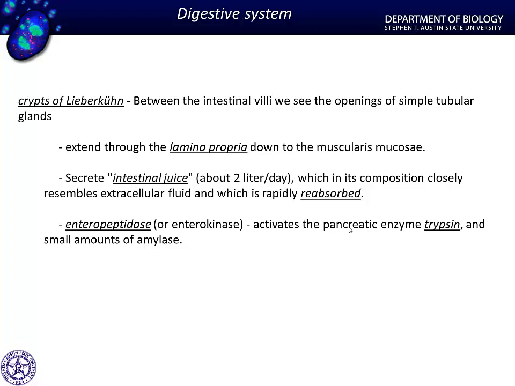Now, also within this material, we're going to have enteropeptidase. It's also called enterokinase. And this material is going to activate a pancreatic enzyme called trypsin. And the pancreatic enzymes and pancreatic material are going to be emptied into the intestinal tract, again, at the duodenum. And so trypsin is coming in. It is a generic protease, but we're also going to have amylase that's going to be coming in, and amylase is a carbohydrate degrading enzyme.